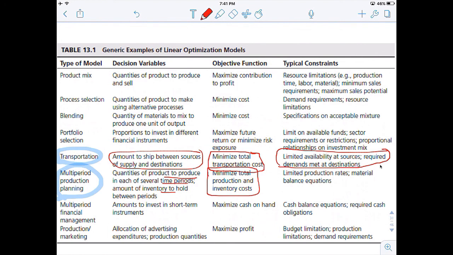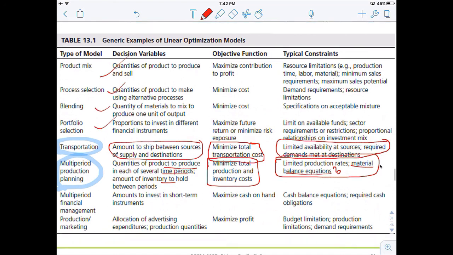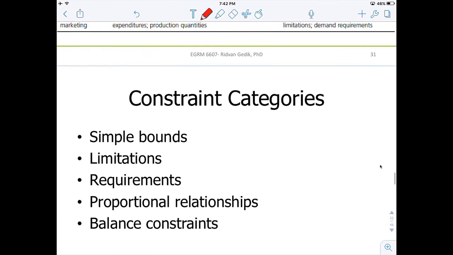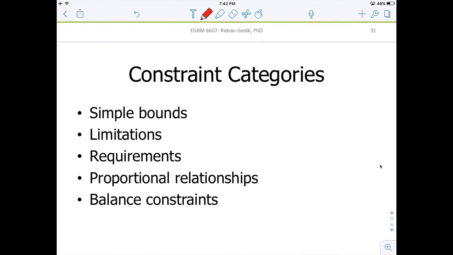And the typical constraints are the limited production rates and material balance equations. So we will take a quick look at what these equations are. And there might be several other examples, and this chart does a great job explaining what might be the decision variables, objective function, and typical constraints for each of these application areas of linear programming or linear optimization. These are several constraint categories that you can see.